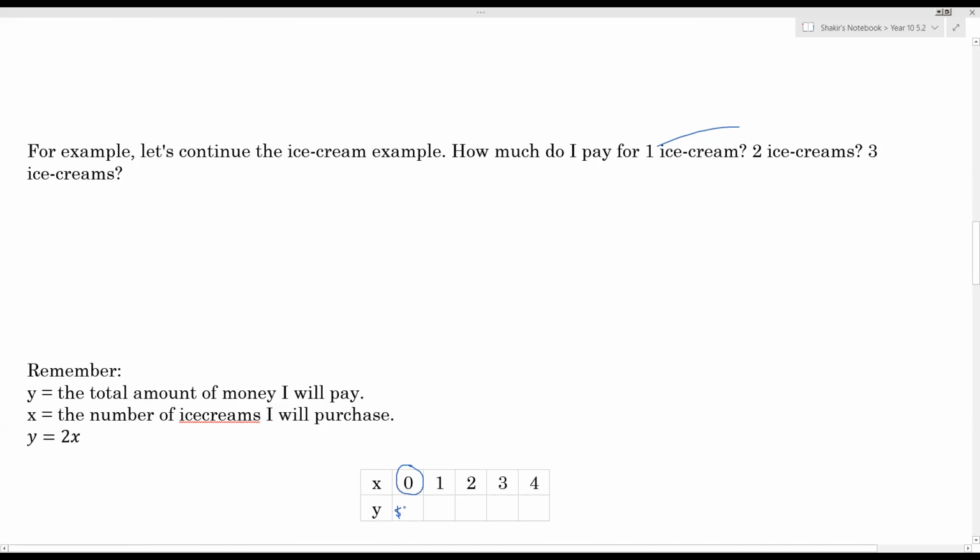Well, I pay $0. What if I purchase 1 ice cream? Well, it was $2 each. I can just sub in 1. X is equal to 1. See how, note, this is the X row. X equals 1, I can make that 1. 2 times 1 is 2. So Y is going to equal 2. So I can write 2 here.